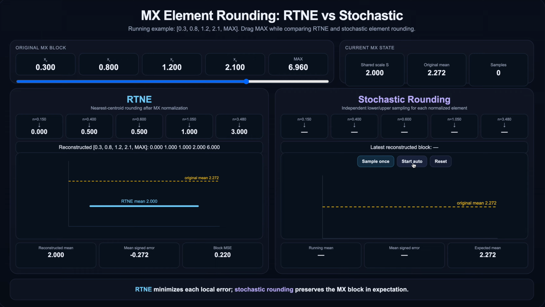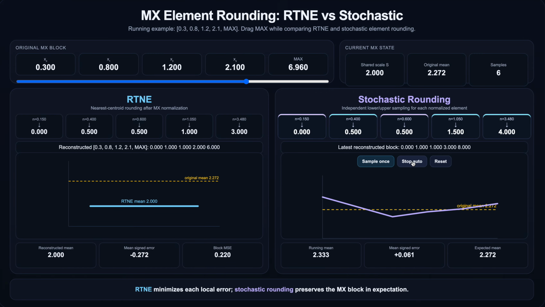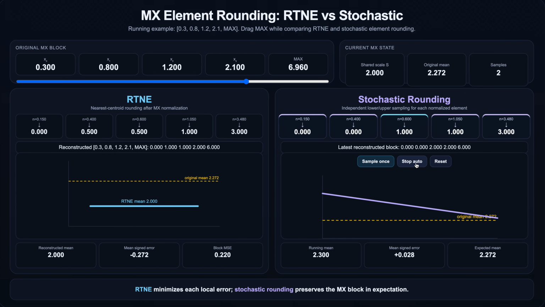So let's look at this in animation. As you can see, it starts very high, and then it fluctuates a bit, and then over time, slowly it settles down to 2.272 or close to that. Okay, let me reset and start again. This time it's more clear that over time, it's staying around 2.272, the actual mean.